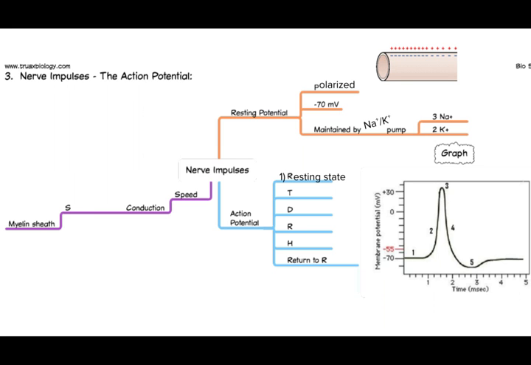So where it says number 1 on your graph, that's the resting state. So make sure and add a number 1 so you can associate that with it. That's when it's at rest. That's our resting potential when the membrane will be polarized, negative 70 millivolts.